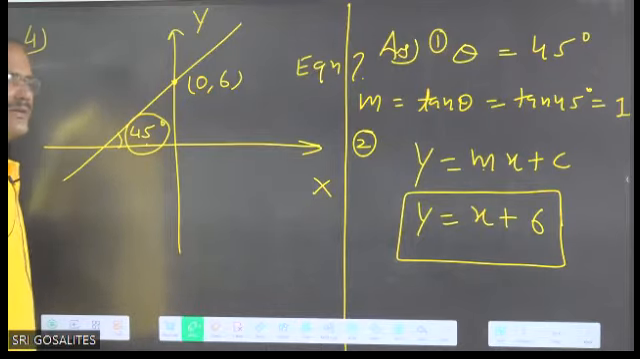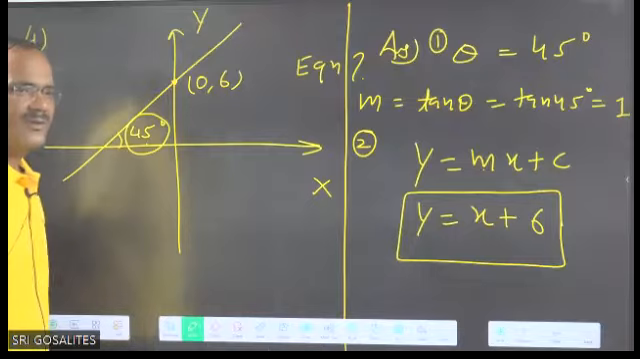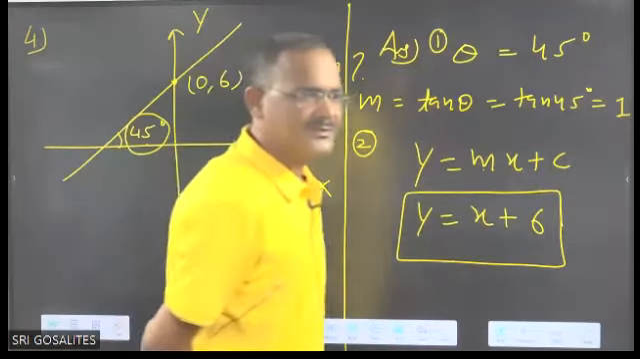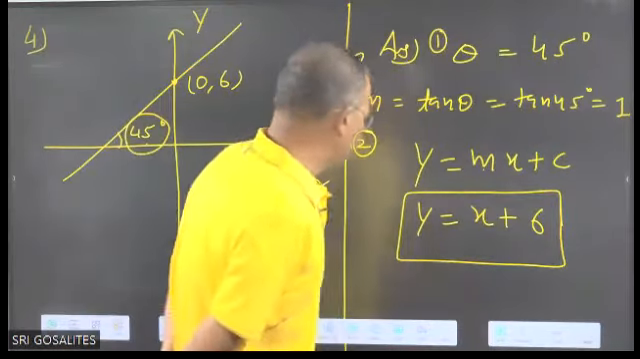Why is it -1? The angle is positive, no? 45. Right.